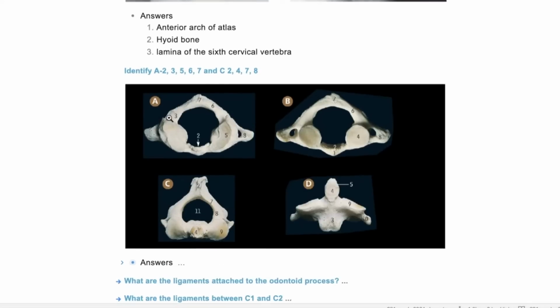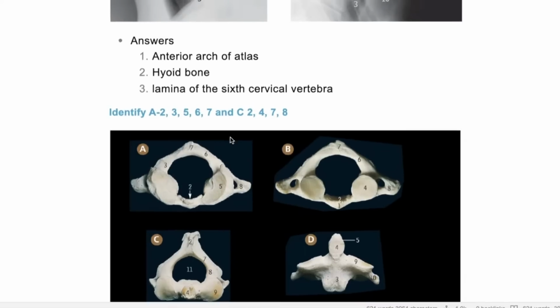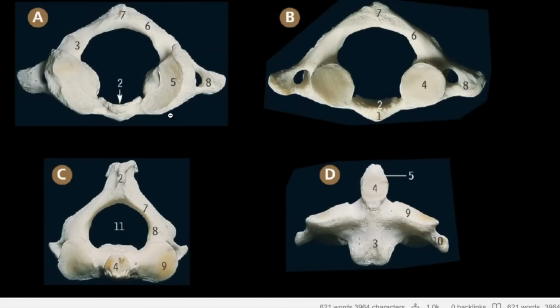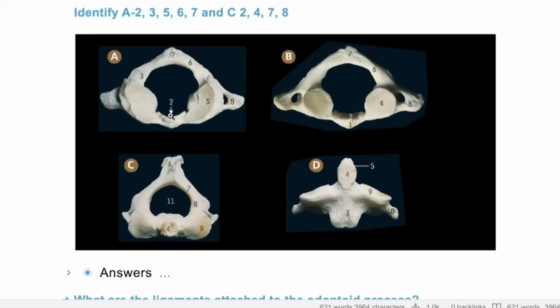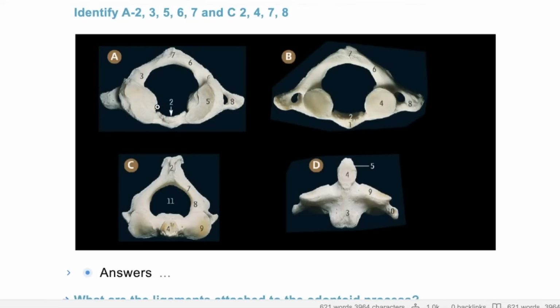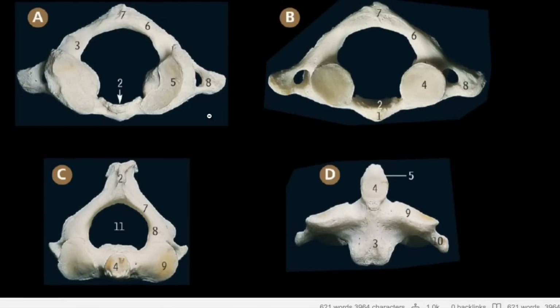Okay. Identify number 2, please. Anterior arch of atlas. Okay. Can you say again number 2? Can you please magnify a little? All right. That is 2. That's the anterior arch of cervical vertebra. Okay. And what about number 3? 3 is right there. Okay. No, doctor, sorry. It's all right. No worries. What about 5? 5 is the inferior articular facet.